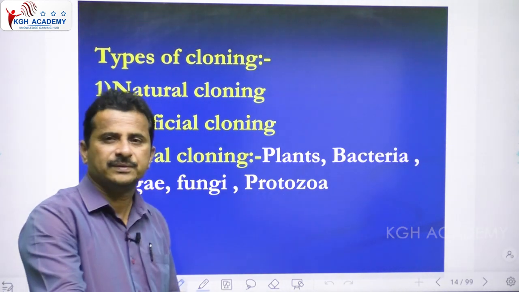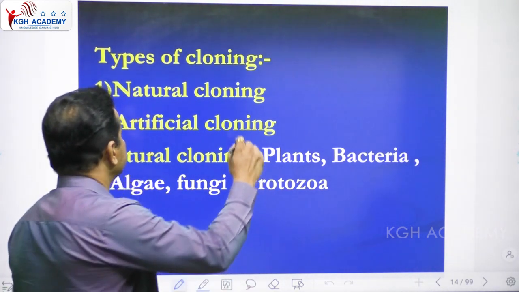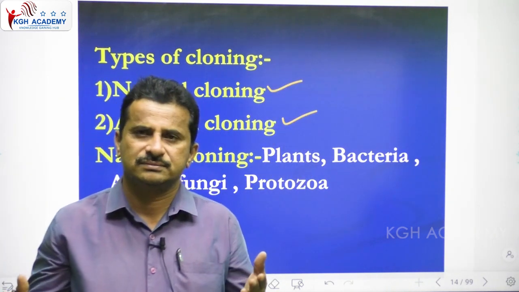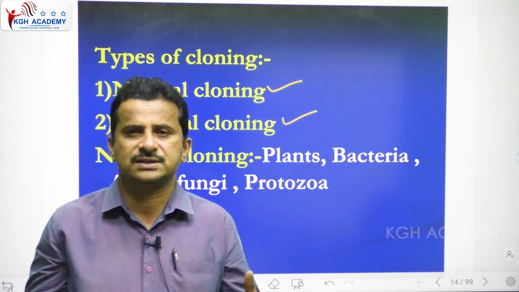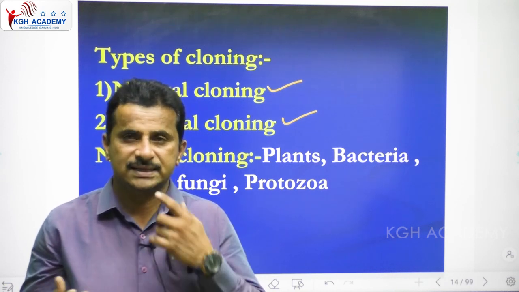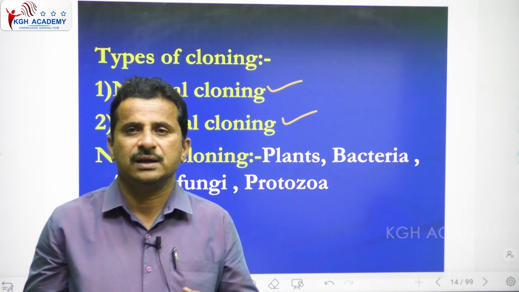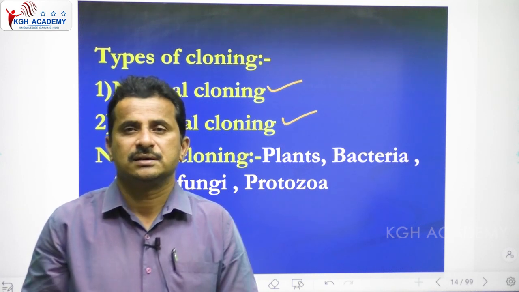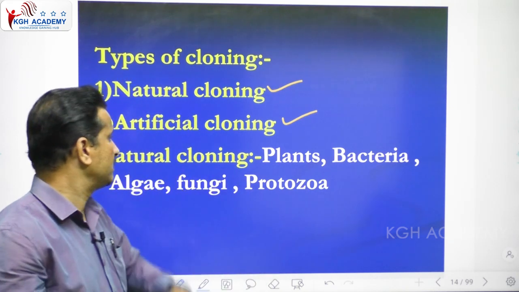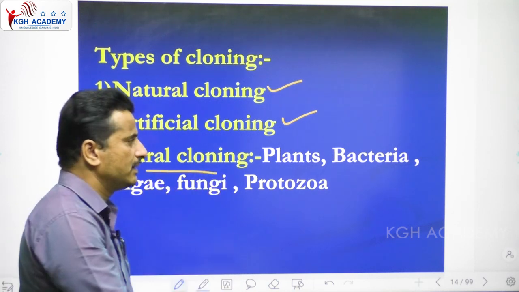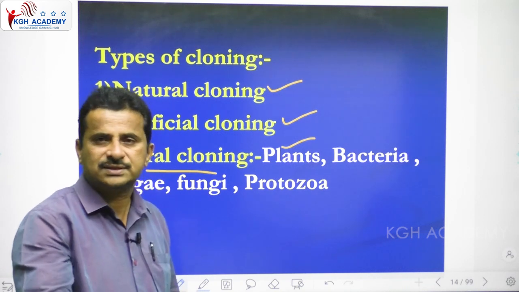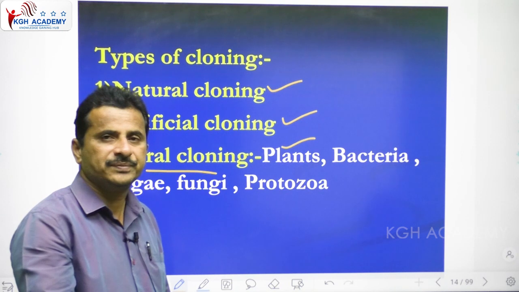Next, types of cloning. Cloning is basically of two types: natural cloning and artificial cloning. Natural cloning means in nature, in ecosystems, cloning is naturally present. Some organisms, plants, insects, bacteria, etc. naturally show cloning. They reproduce through cloning. So this is called natural cloning. See here, natural cloning. Plants, I have already explained. Through stem cuttings, clonal propagation, plants show this cloning.